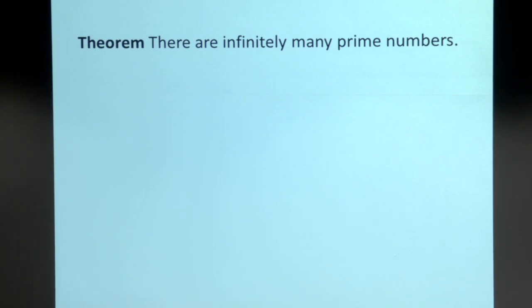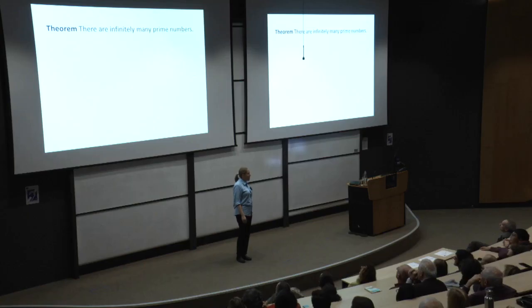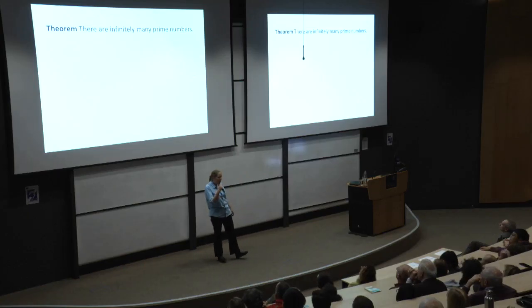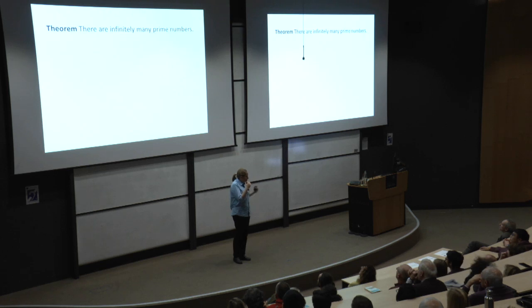And this goes right back to the ancient Greeks. So this is a theorem. This is a mathematical statement that we can prove to be true. And the theorem is that there are infinitely many primes. There is no biggest prime number. And for me, the certainty here is what's really important.